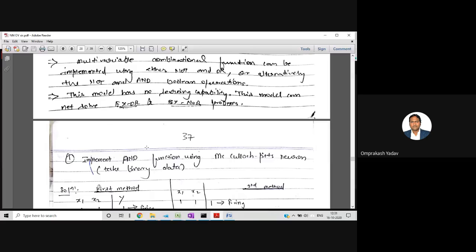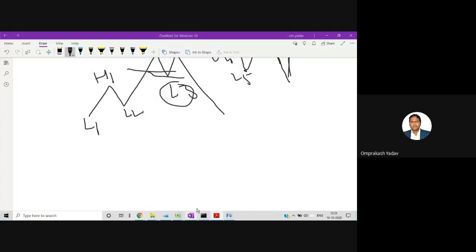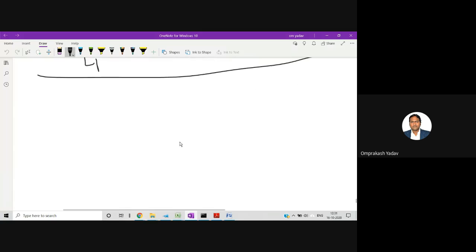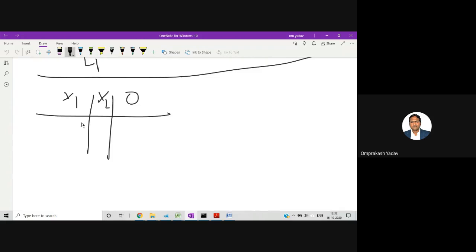Now, before solving this, there is one concept called linear separability. So let's see that one first. Linear separability. Let's say this is x1, x2, and this is the output. So 0, 0, 0, 1, 1, 0, 1, 1.